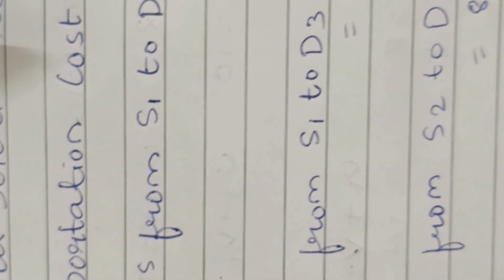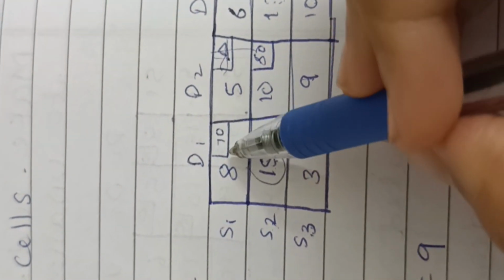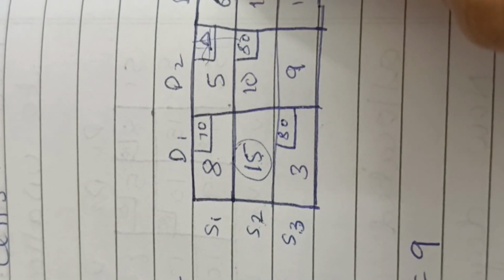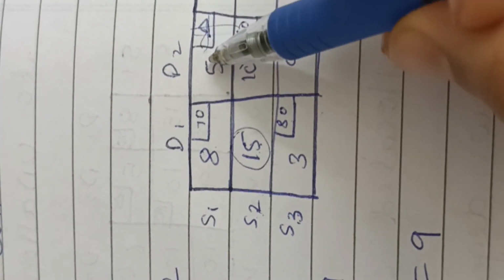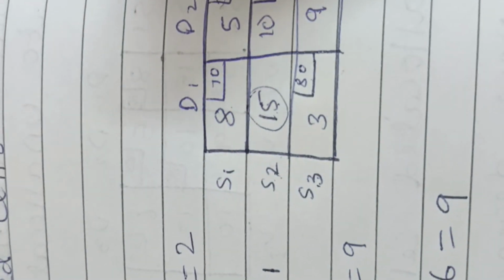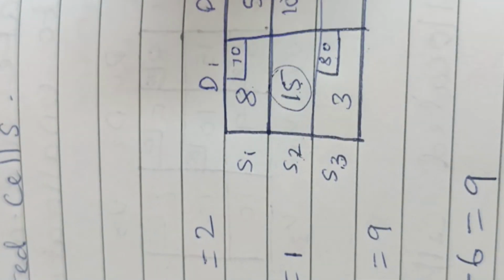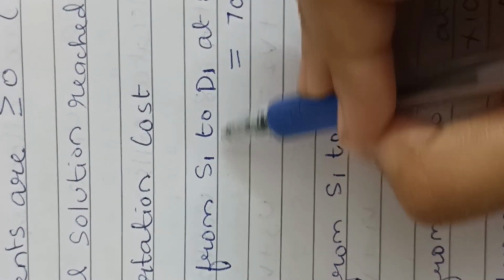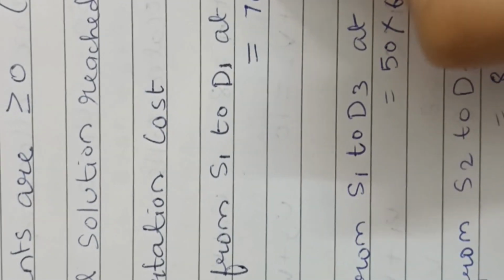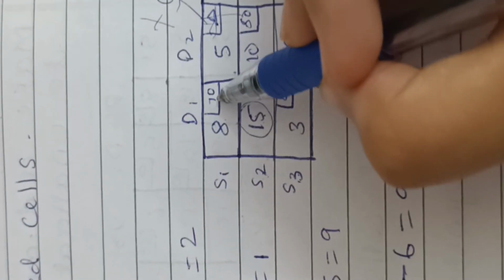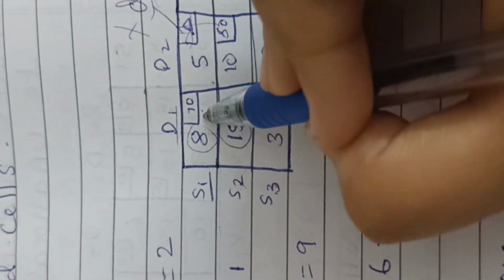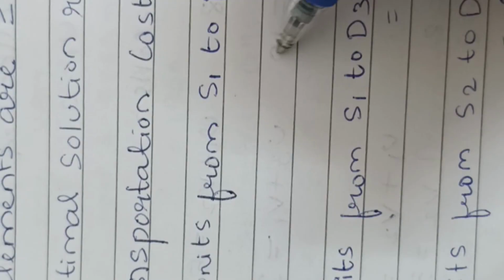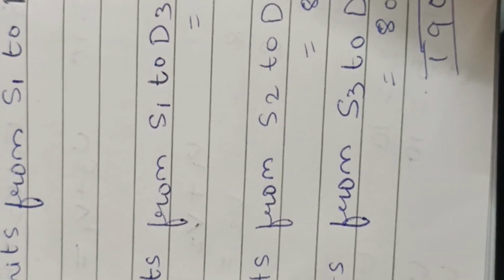So the transportation cost is calculated. Here we multiply 70 into 8, 50 into 6, 80 into 10, 80 into 3. Here this is not selected because it is dummy. It is dummy, so it is not selected. See here, 70 units from S1 to D1 at 8 is equal to 70 into 8 is equal to 560, which means 70 units from S1 to D1 at 8 per unit gives us 560. Do it for all the allocated cells. The final cost we will get is 1900.